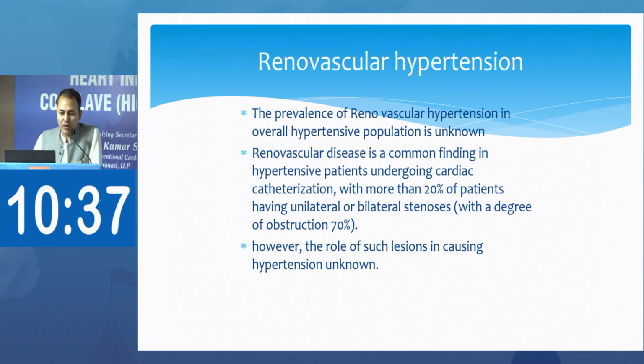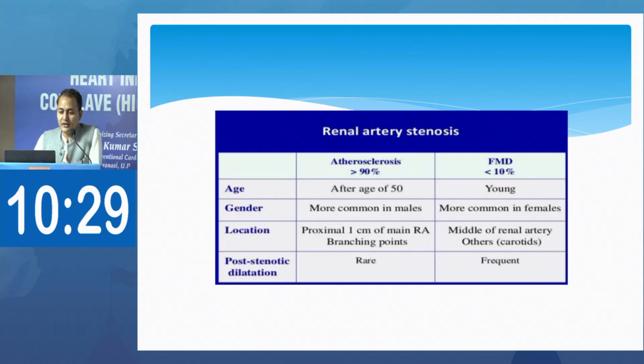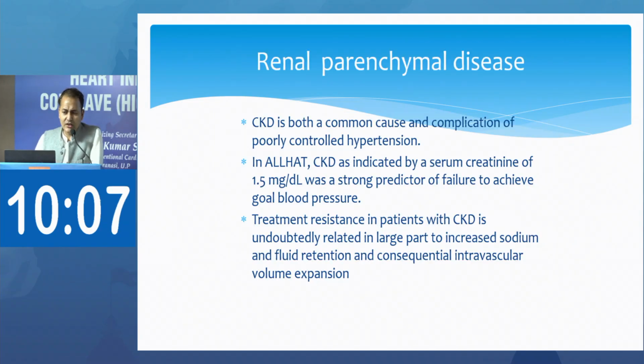Then we have renovascular hypertension in young patients, and we can diagnose them with Doppler renal ultrasound. For renal arterial stenosis, we have two groups: one is fibromuscular dysplasia, another is atherosclerotic renal arterial stenosis. Patients with fibromuscular dysplasia are more amenable to treatment like renal arterial angioplasty, in comparison to atherosclerotic, for controlling blood pressure once it is diagnosed as a cause of resistant hypertension. Then we have renal parenchymal disease, that is CKD, one of the most common causes of resistant hypertension.